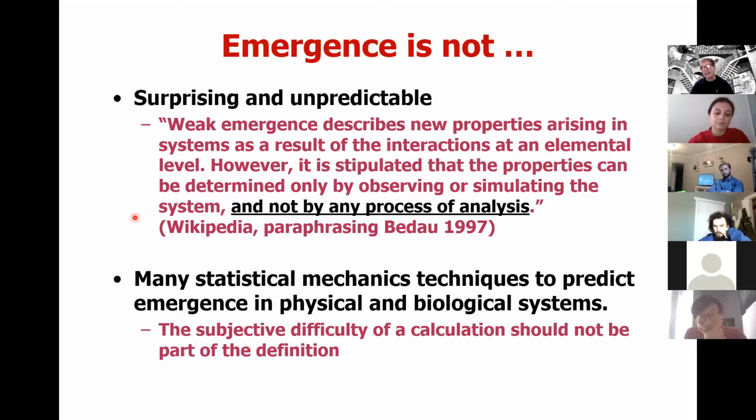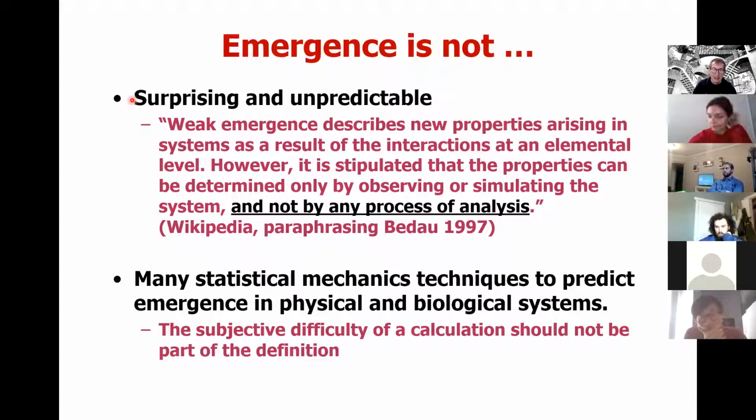Okay, so let's talk a little bit about misconceptions about emergence. If you decide you want to read about this and look on Wikipedia or search the internet, what you'll find, particularly amongst philosophers of science, biologists, and social scientists, is the idea that emergence is properties that are surprising and unpredictable.